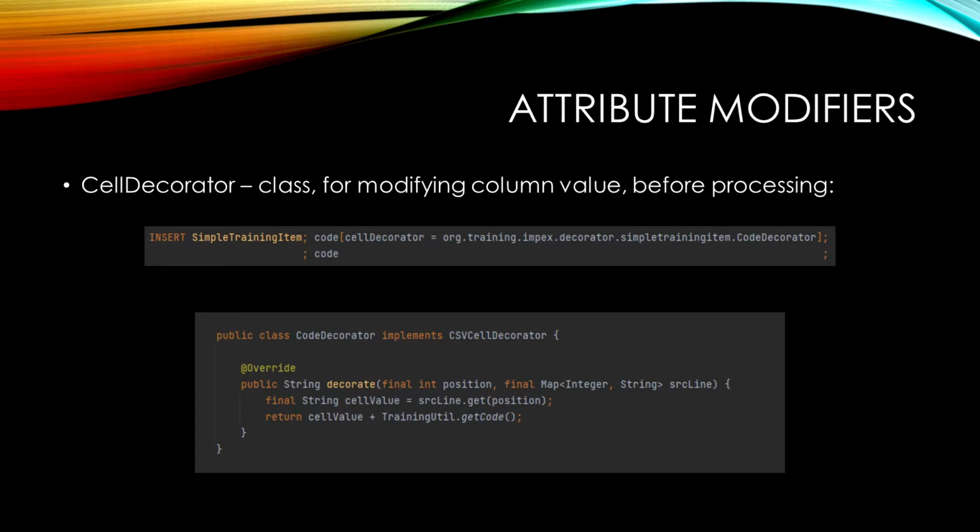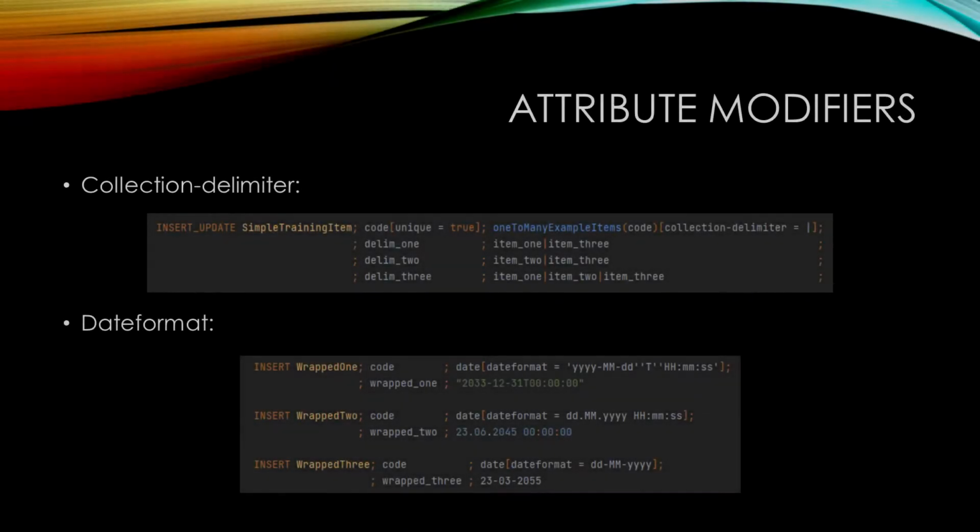With cell decorator, you can specify a class that will modify the column value before it is processed. Collection delimiter specifies a delimiter for the collection attributes. Date format specifies the format of the date.